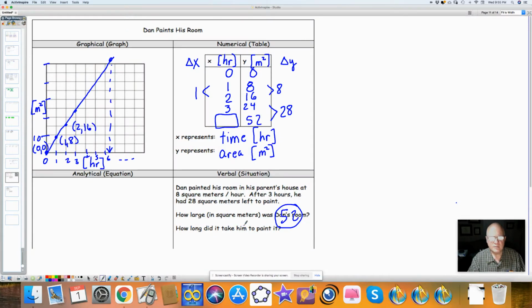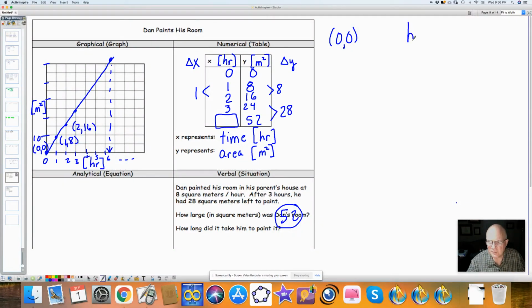What's the y-intercept of this equation? The y-intercept is where this line crosses the y-axis. Yeah, but what is it? What crosses it? 0, 0. What does that mean? The 0, 0 means at 0 hours, he's done 0 meters squared. So he hasn't even started painting at 0, 0.